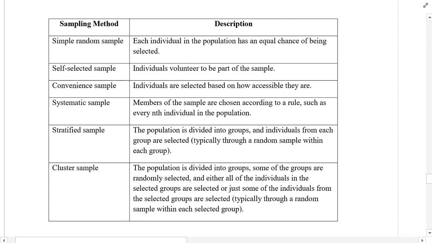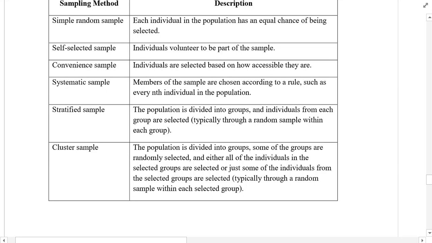So that happens in a situation when you survey people standing in one location, like if you're going to survey just people at the library. Systematic sample: members of the sample are chosen according to a rule, such as every nth individual in the population. So it's like, list everybody alphabetically, and I want every 10th person. Stratified sample is when I take a population and divide it into groups, and individuals from each group are selected, typically through some sort of random sampling within that group.